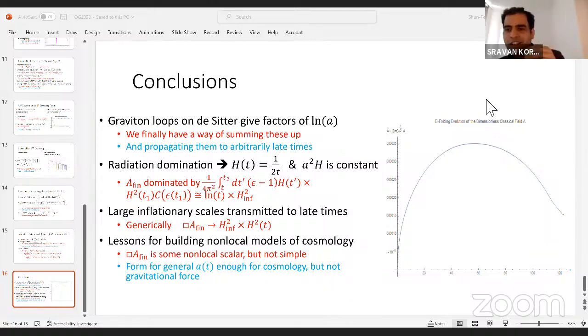Hi, Richard. Somewhere in the middle of your talk, you were speaking about the S matrix. I'm just confused. You're speaking about the S matrix in de Sitter?